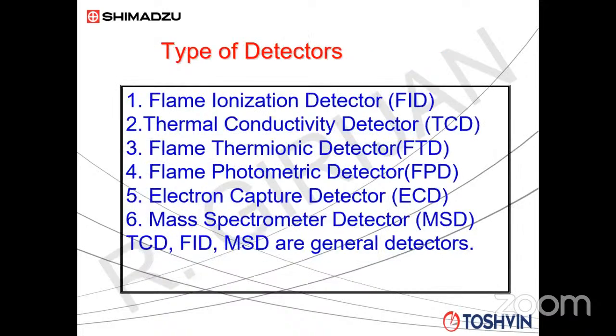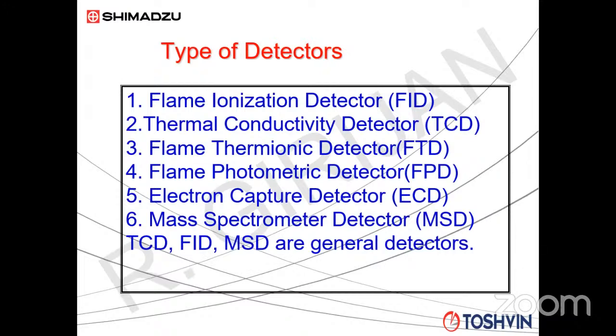Now, what type of detectors? We have got different detectors for GC also. Flame ionization detector is the most commonly used detector. It's quite a sensitive detector for most of the organic compounds. Then we have thermal conductivity detector, TCD. Once upon a time, it was considered a universal detector, but today, no. The only problem with TCD is that it can detect anything except carrier gas. The problem is sensitivity is very low. Then we have flame thermionic detector, FTD, which is selective and will only respond to samples containing nitrogen and phosphorus. So it is also called nitrogen phosphorus detector, NPD.